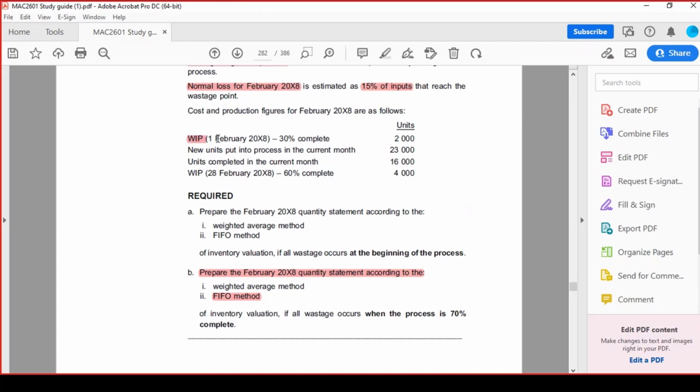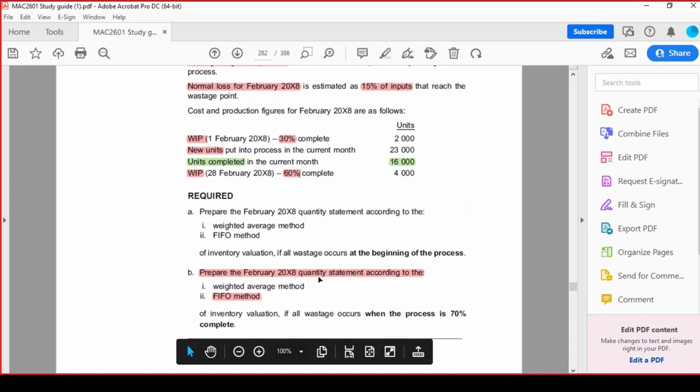Your opening WIP, they didn't tell you, but you can look at the date: it's at the beginning of the month. Your opening WIP is 30% completed and it's 2,000 units. New units that you put into production are 23,000. Units that are completed, not put in, sorry about that, units that are completed is 16,000. Units at the end are 60% complete.